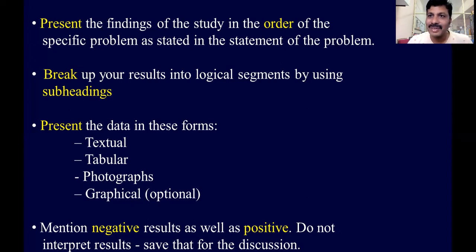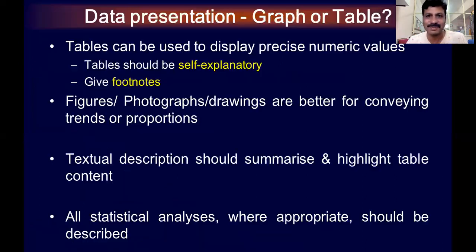When you give the negative results, that actually increases the confidence level of readers. It increases the believability of your results. Do not interpret the results; save that for the discussion. You need not say why this trend, why this increase in the yield or whatever. All that has to be kept for the discussion section. In the results section, you will just say what the trend is and what results you obtained.